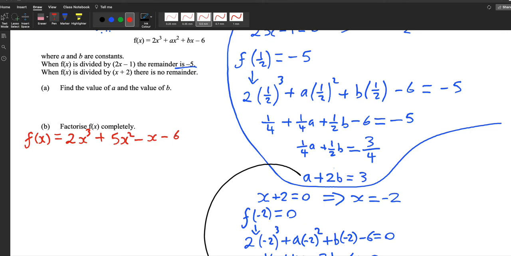Okay, so then I want to factorize this completely. So I already know that actually x plus 2 is a factor because when it's divided by x plus 2, there is no remainder. That's the definition of a factor, right? Something that goes into something else without leaving a remainder. No remainder. 0 as your remainder. So I can rewrite this cubic as x plus 2 multiplied by some quadratic.